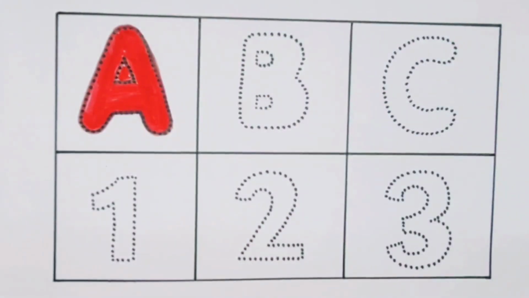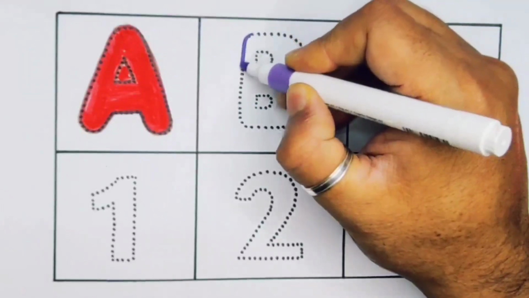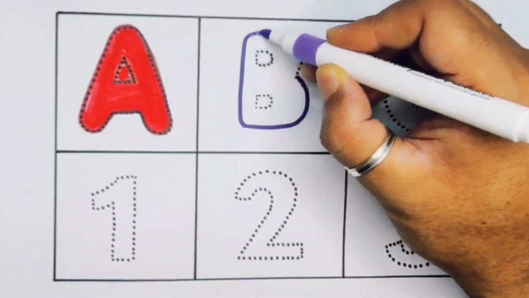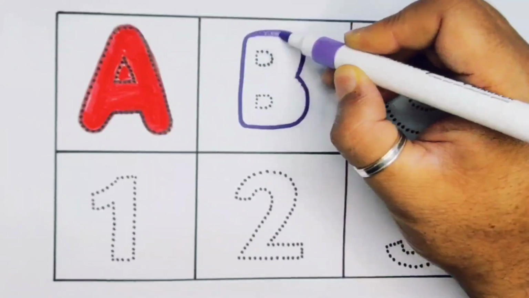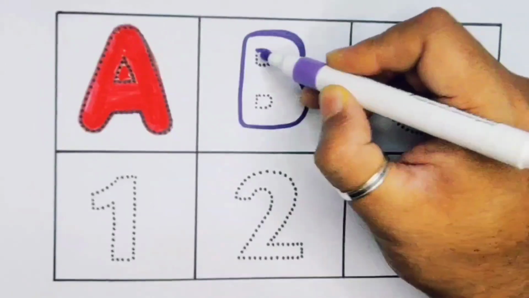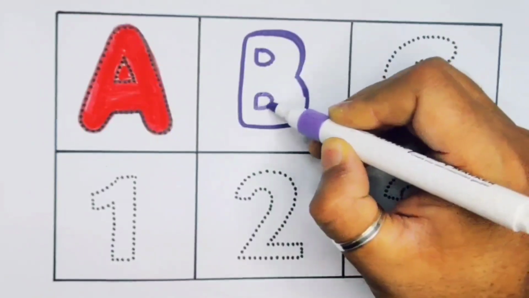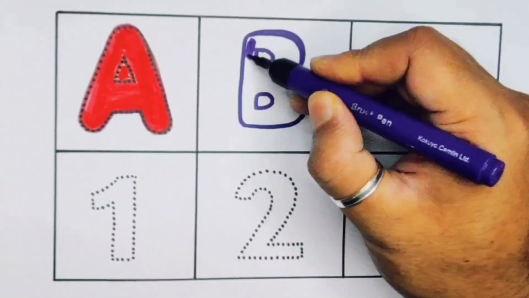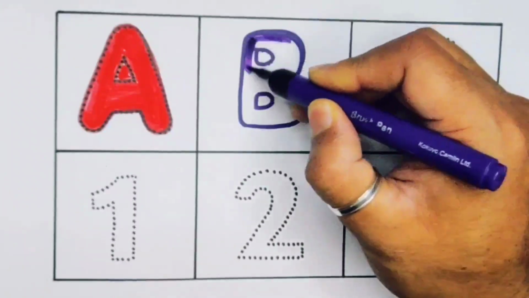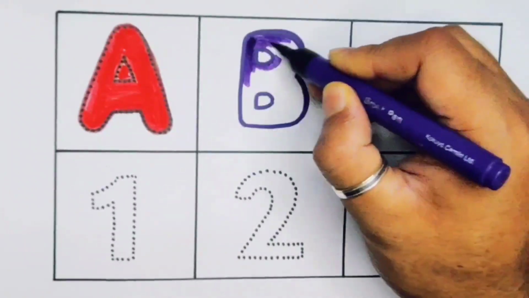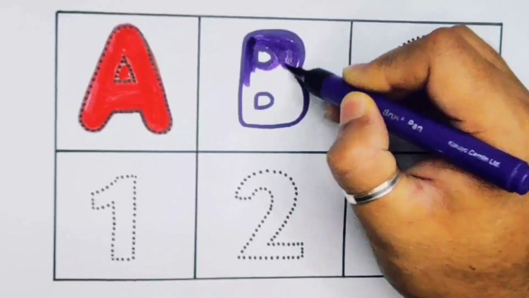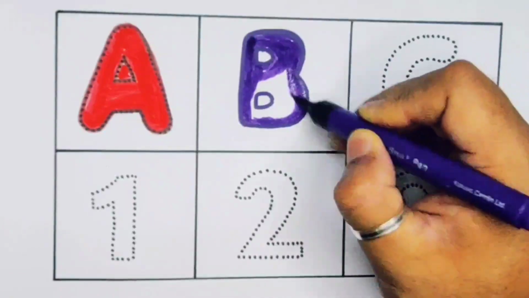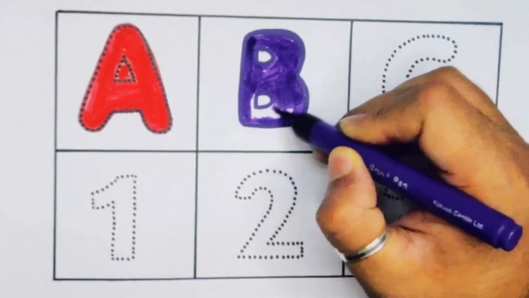Next kids, we're going to draw the B. This is B. What is it, kids? This is B. Now we're going to put the color. This is purple color. B. B for ball. B for ball.